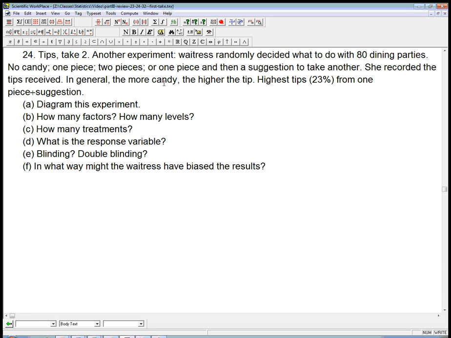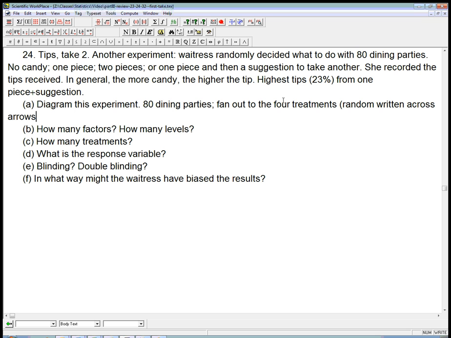And in general, what she discovered is the more candy, the higher the tip, but the highest tips came from the one piece plus suggestion scenario. Okay, so with this program I can't easily draw a diagram of the experiment, but the main thing is you're going to start with the 80 dining parties, and then that's going to fan out, arrows fanning out to the 4 treatments, these 4 different possibilities, and make sure that you write random across those arrows, much as in the book, to make it clear that there really was a randomization procedure and it happened in that part of the process.